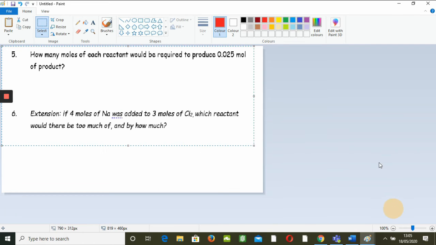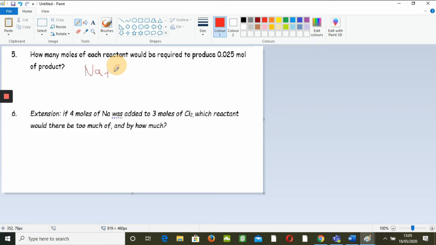The next couple of questions I can go through very quickly as well. So it says how many moles of each reactant would be required to produce 0.025 moles of product. So again, very quickly, and I apologise that this isn't very neat. I'm using my kind of keypad here. I need to get a mouse.